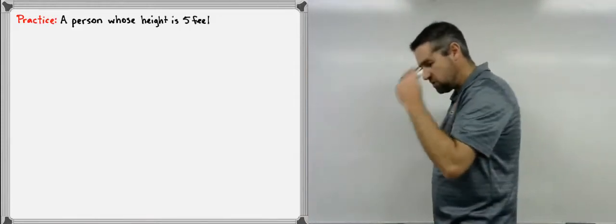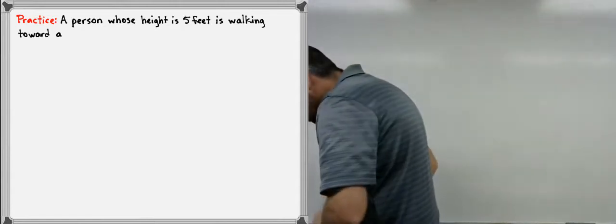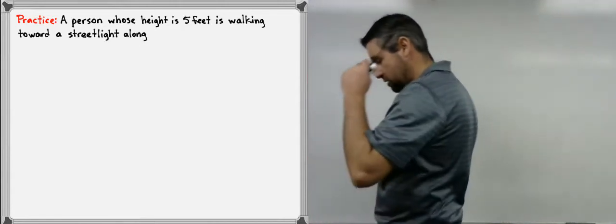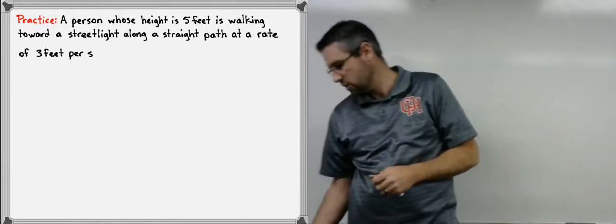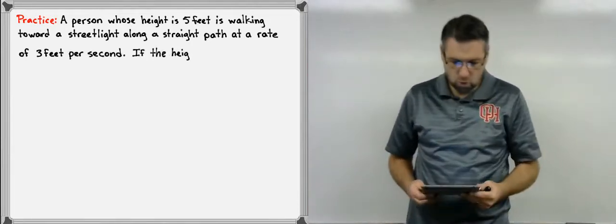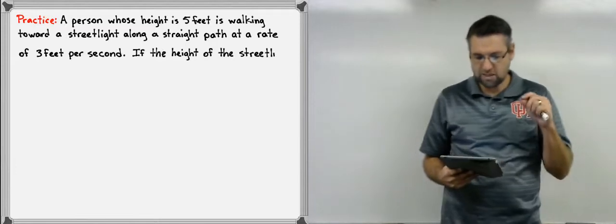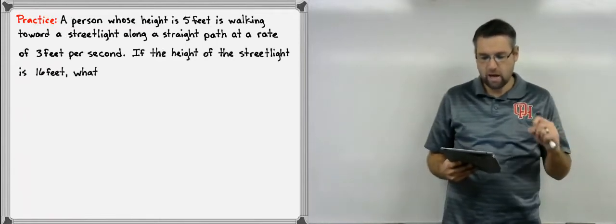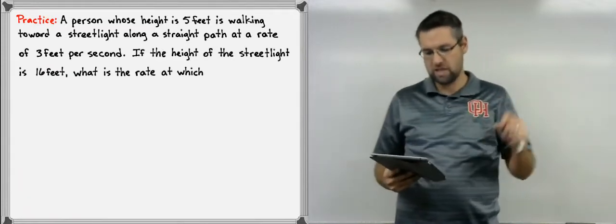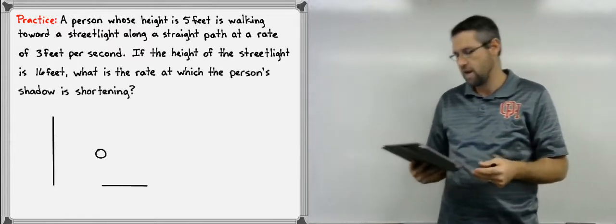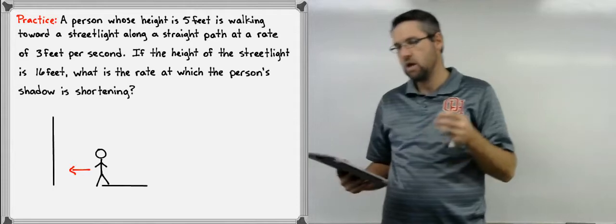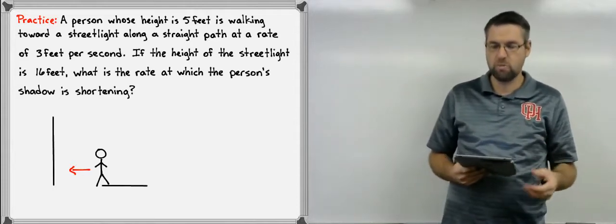Okay, so for this problem, it said a person whose height, I can't see without my glasses on, forgive me, a person whose height is 5 feet, short person here, is walking toward a street light along a straight path at a rate of 3 feet per second. If the height of the street light is 16 feet, what is the rate at which the person's shadow is shortening? And so you can see I kind of drew a little picture there.